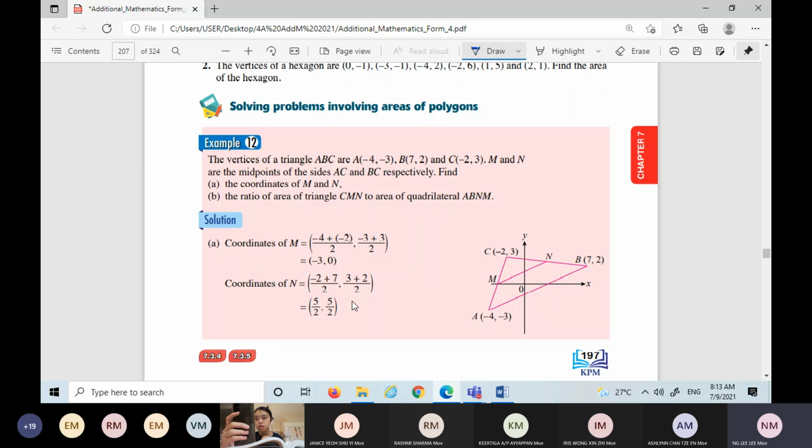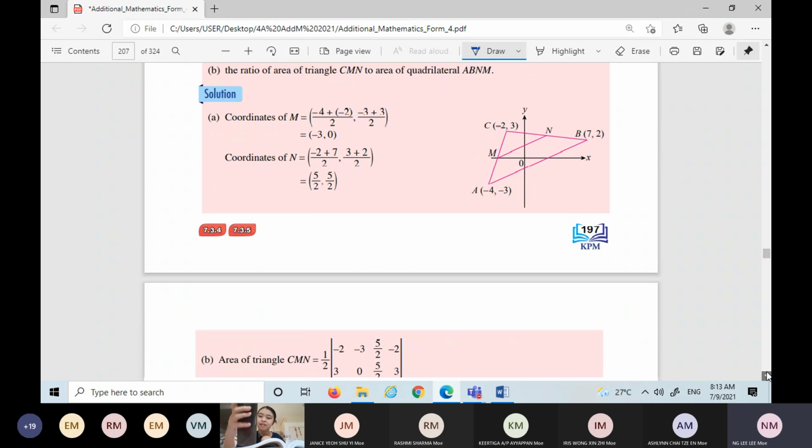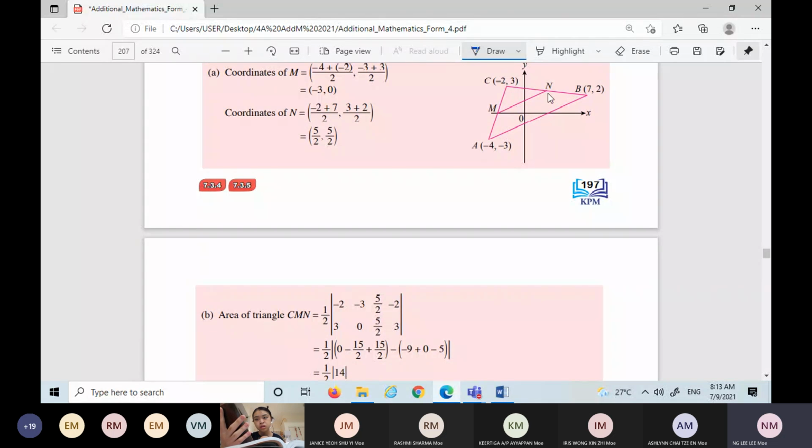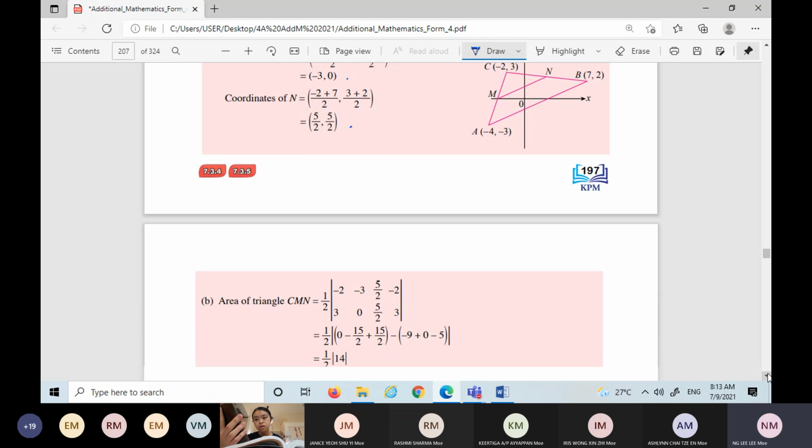After that, you have to find the ratio of the area of triangle CMN to the area of quadrilateral ABNM. For the textbook, they just use the formula to get the answer for the ratio. So first of all, you get the area of triangle CMN. Since you have the coordinates for C, and M is here, N is here, you just use these 3 points, put in the formula, and you get the answer. So the area of triangle CMN is 7.